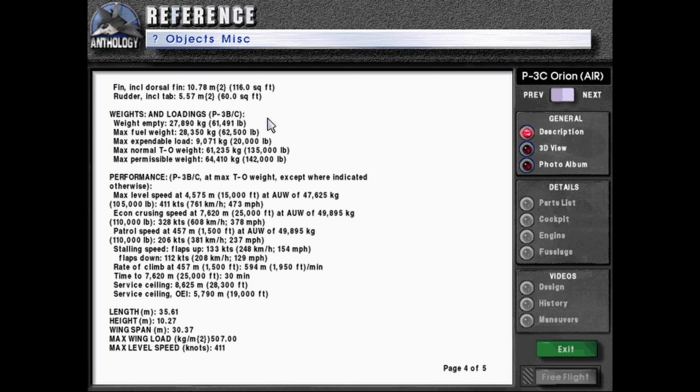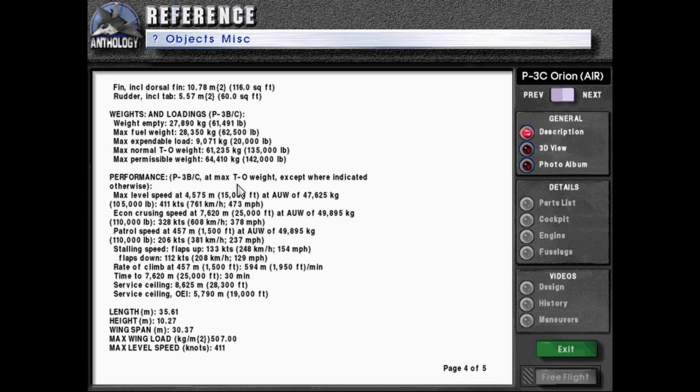Weights and loadings, P-3B and C. Weight empty, 27,890 kilograms, or 61,491 pounds. Max fuel weight, 28,350 kilograms, or 62,500 pounds. Max expendable load, 9,071 kilograms, or 20,000 pounds. Max normal takeoff weight, 61,235 kilograms, or 135,000 pounds. Max permissible weight, 64,100 kilograms, or 142,000 pounds.